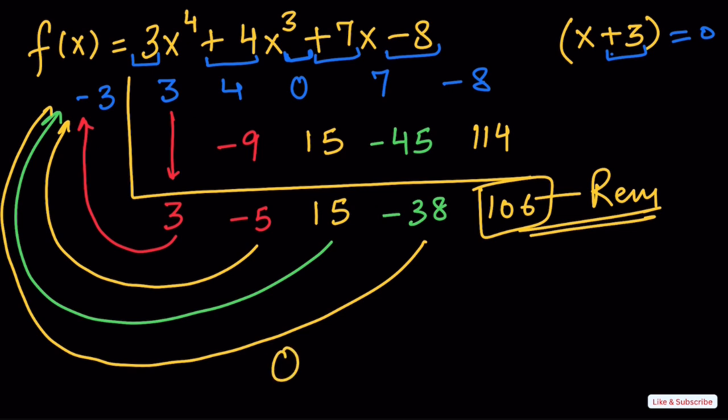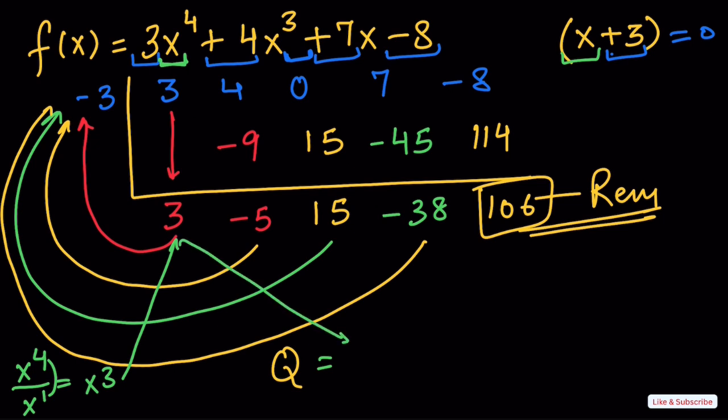In this case, what is going to be the quotient? We are dividing the highest power of x, that is x raised to power 4, by the highest power of x, that is 1. Same base in division, so we subtract 4 minus 1, that gives us 3. That goes with the number right here. So the first term in the quotient is 3x cubed.